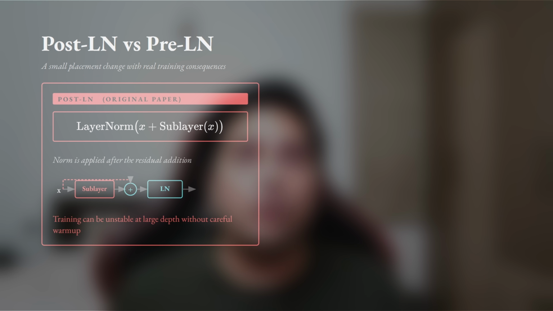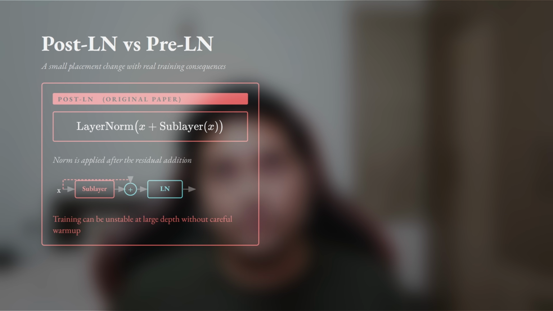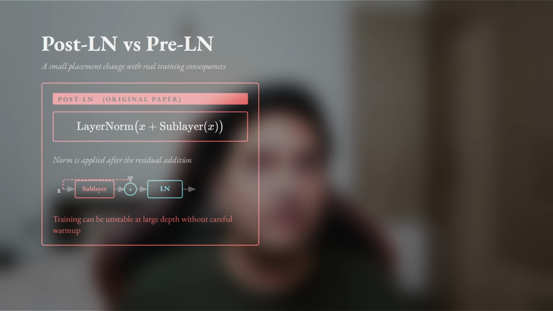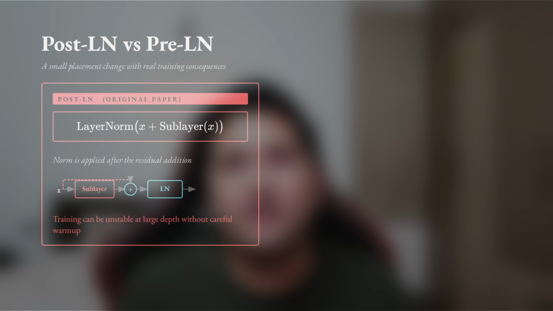The output at the bottom states the consequence. At large depth, this placement makes training unstable. The gradient flowing backward through many stacked post-LN layers can vanish or explode unless the learning rate is warmed up very carefully from near zero at the start of the training. The original paper used such a warm-up schedule, but it requires careful tuning and becomes harder to manage as the depth increases.